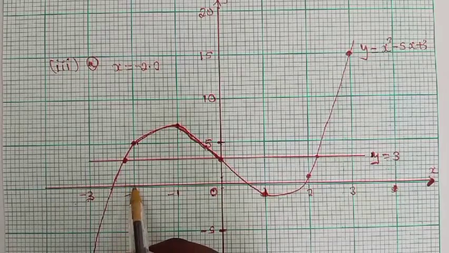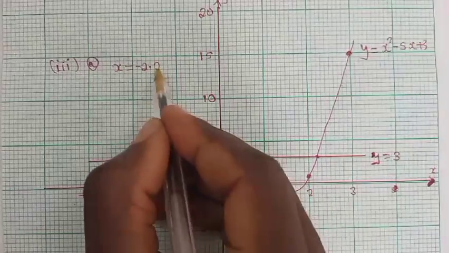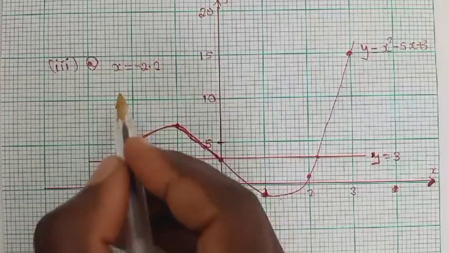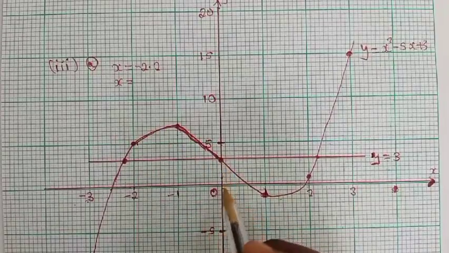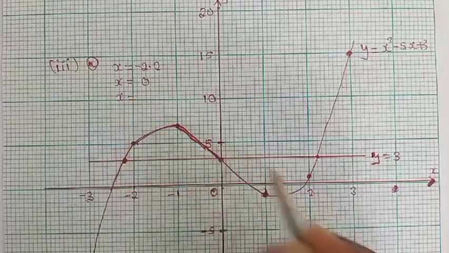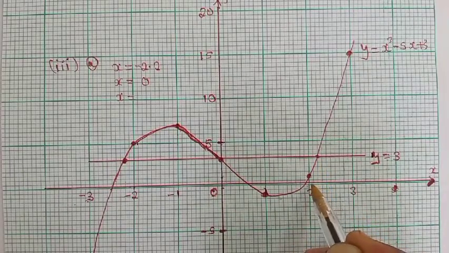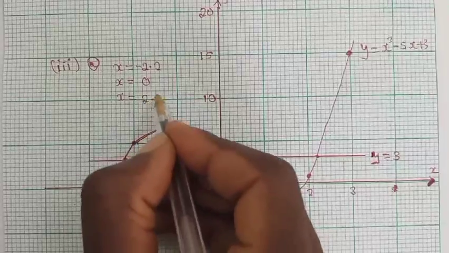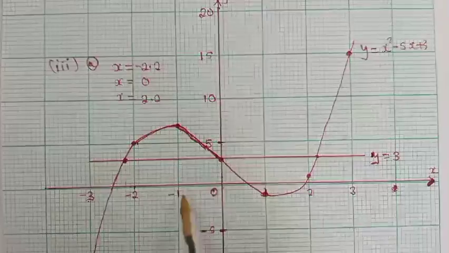It's negative 1, negative 2.1.2. This is negative 2.2. The next solution will be right here where it's meeting. What's the value of x here? It's 0. The next will be right here. What is the value of x? The value of x here is 2.2. Okay, so these are the 3 solutions.